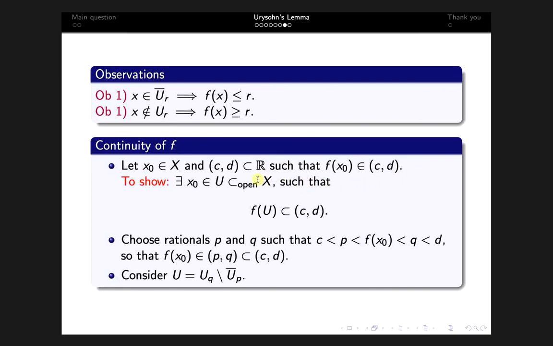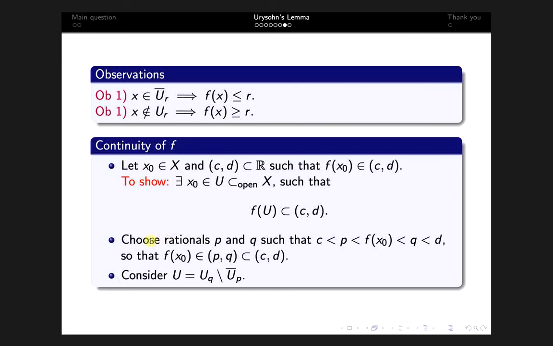Let me repeat. Let x naught belong to the space X, and C comma D, a subset of the real numbers, is an open interval containing f of x naught. So what do we have to show? We have to show that there exists some open set U in X containing little x naught such that f of U is a subset of C comma D. That would prove f is continuous.